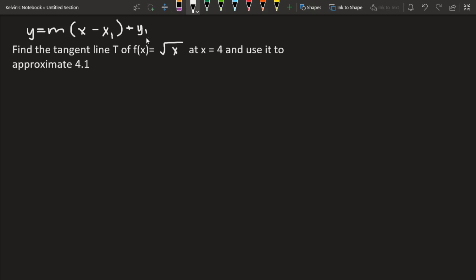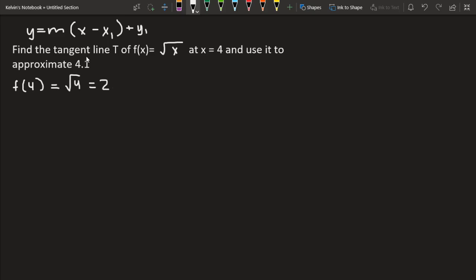Now, in order to find y1 here, we can find f of 4. So, f of 4 is equal to root 4, and this is just equal to 2. So we have our y1.